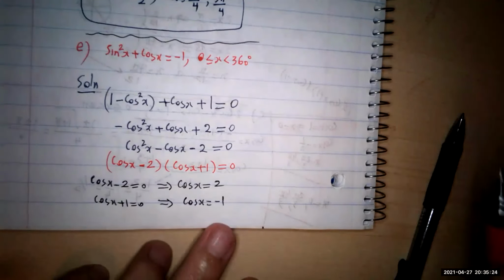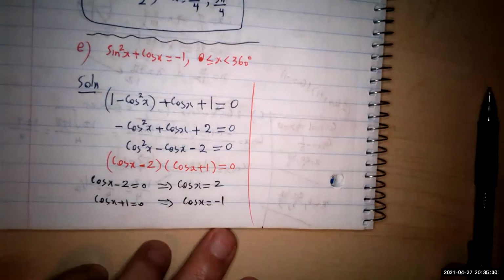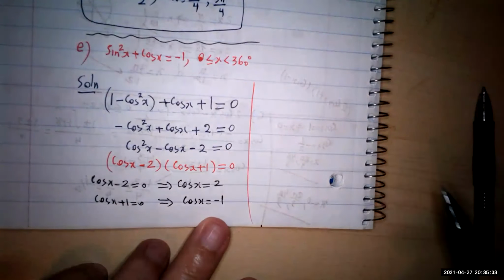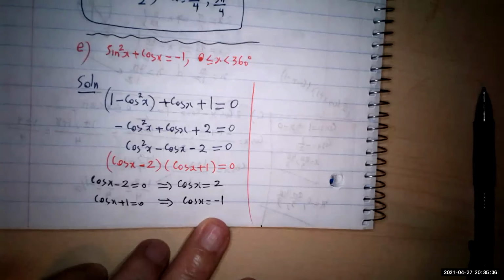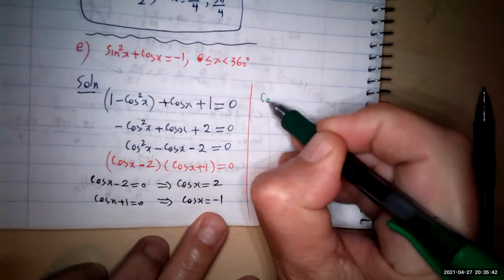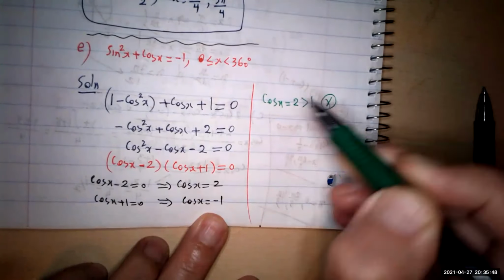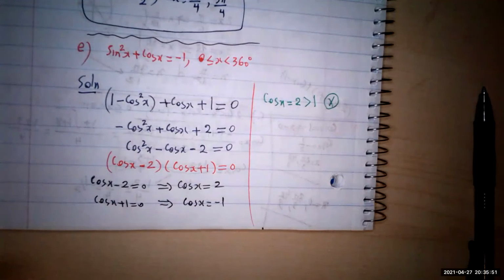But for cosine x equal to 2, you know that the range of the cosine and the sine is between positive and negative 1, because we're using the unit circle. So this is impossible. 2 is bigger than 1. It's impossible to have an angle whose cosine is equal to 2. So we are done with the first one. Any question? For the cosine and the sine, you cannot have any number bigger than 1.